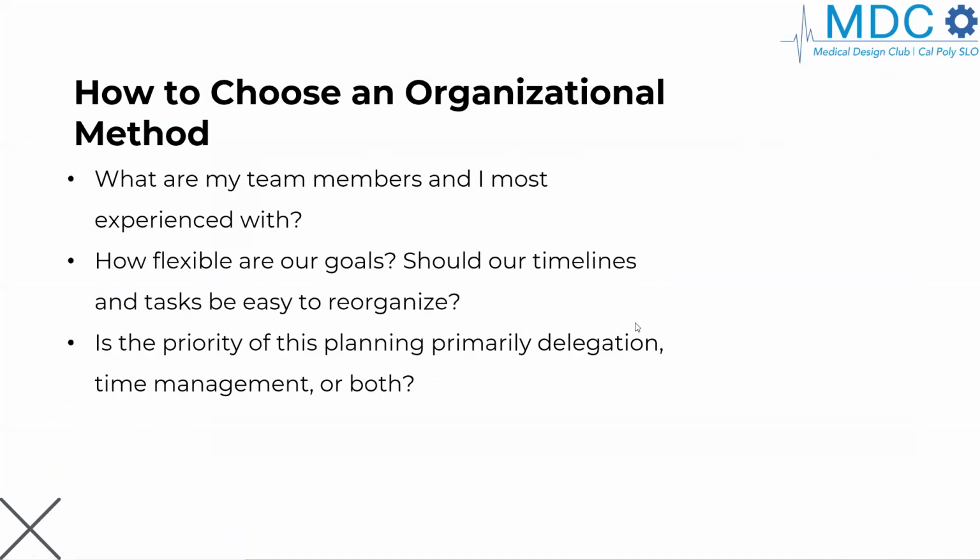And then to wrap up the presentation, we're just going to go over a few things to consider when you're actually going to choose your organizational method. The first thing to start with is what is your team most familiar with, especially if it's a more short-term project like a class project. You probably don't want to spend a week or so figuring out how to use Asana if it's a pretty simple project and none of your group members have any experience with it. So it might be better to go with something like Trello or Microsoft Planner because it's super easy to pick up. How flexible are your goals? Do you want something where if you have a delay, you can move everything ahead of it at once?